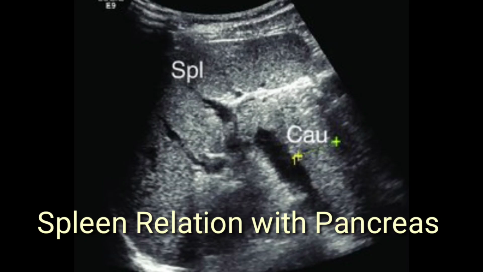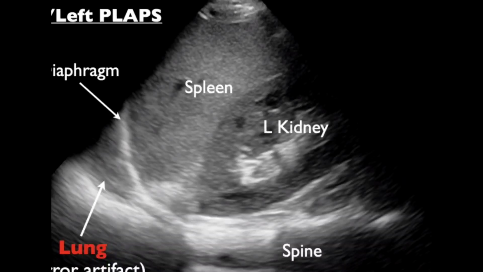So concentrate on the relationship of different organs with the spleen, as it's an important quadrant where you can pick up a lot of pathologies related to different organs, especially the tail of the pancreas. The majority of pancreatic tail tumors can be picked up in this position by focusing on the spleen and its relationship with the pancreatic tail.